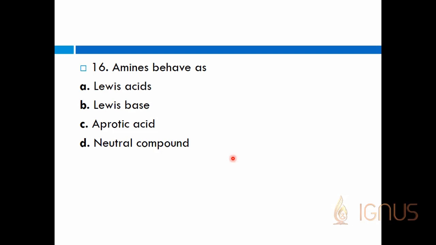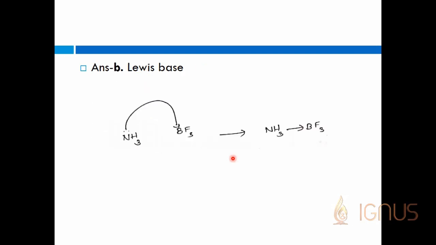Let us discuss the solution for this question. Answer is option B, Lewis base, because any species which donates electrons is known as a Lewis base, and anything which accepts electrons is known as a Lewis acid. In the present case, ammonia will act as a Lewis base because it is donating the electron, and BF3 will act as a Lewis acid because it is receiving the electron.